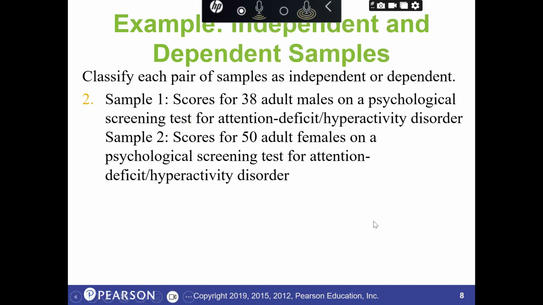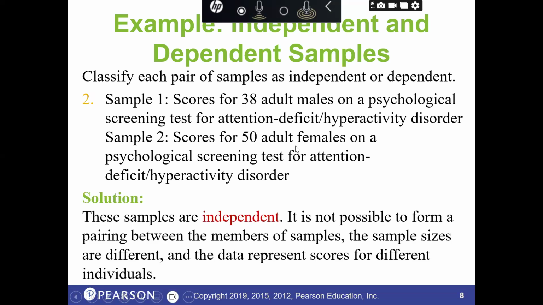And then the other one. Notice when the numbers are off, you know absolutely they're independent right away, right? If the numbers are the same, then you have to test whether they connect each individual person. Okay, so that would be independent here. Okay, so let's go with it here.